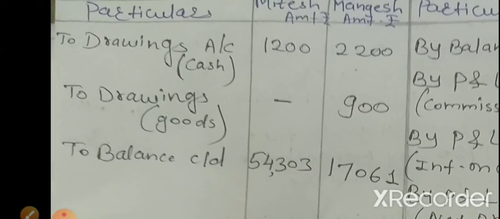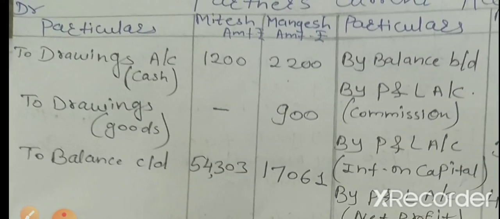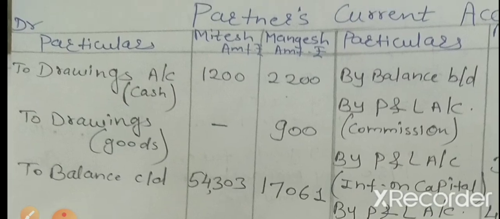Debit side first. These are the drawings which were given to us in trial balance. Instead of deducting it from partner's current account, we have written it on debit side. Remember that if we want to deduct something from partner's current account, we will debit it. If we want to add something to partner's current account, we will credit it. So drawings are debited here.